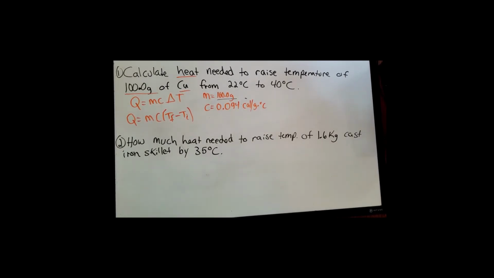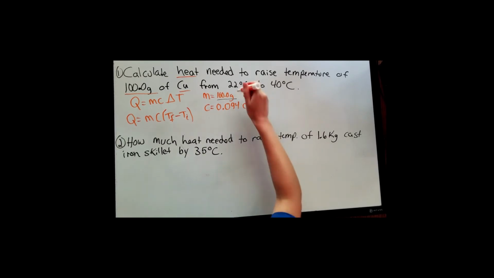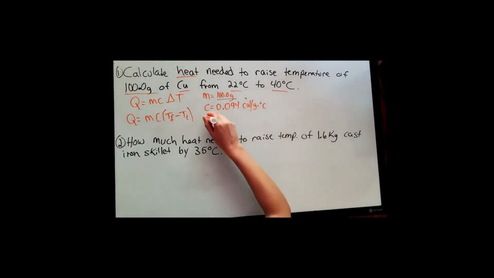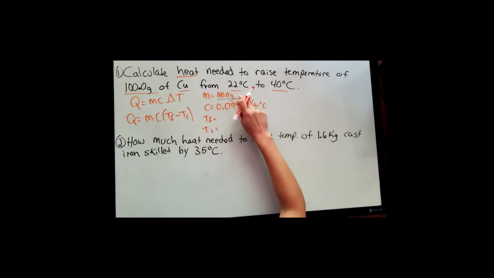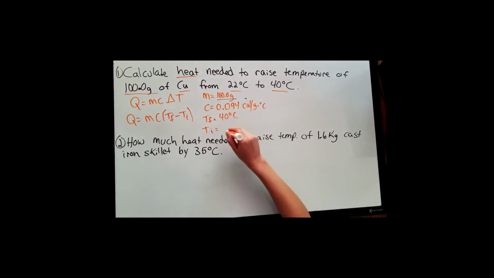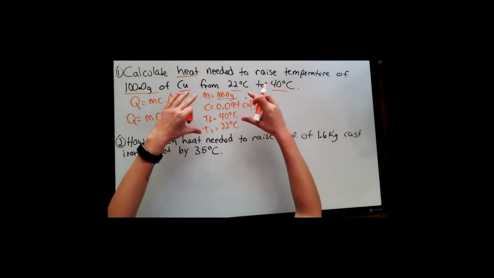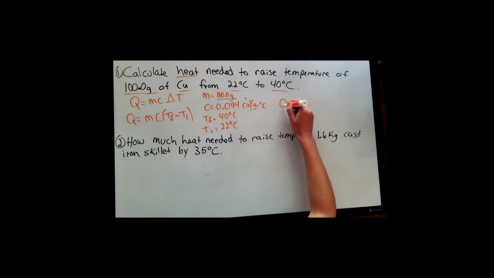Okay, so we have M, we have C. Now we're looking at the delta T part, the change in. So notice they give us two different temperatures, so we need to figure out which one is the final, the TF, and which one is the initial. So it's going from 22 up to 40. So the final is going to be that 40 degrees. Our initial then being the 22. So now let's plug all of this into that equation and solve for heat.